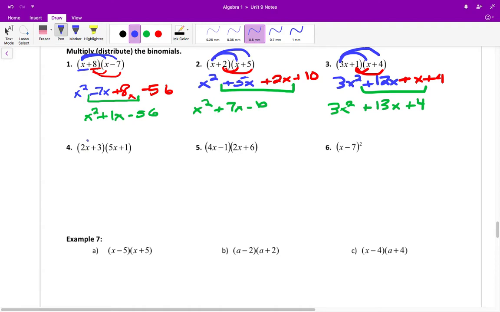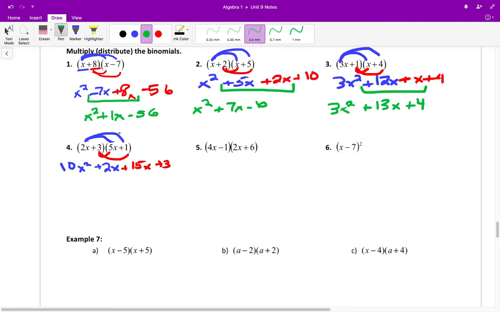Alright, let's check it. So 2x multiplied by 5x is a 10x squared. And then 2x multiplied by 1 is a plus 2x. Alright, second one here, 3 multiplied by 5x is a plus 15x. And then 3 multiplied by 1 is a positive 3.